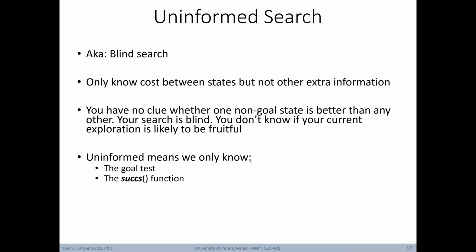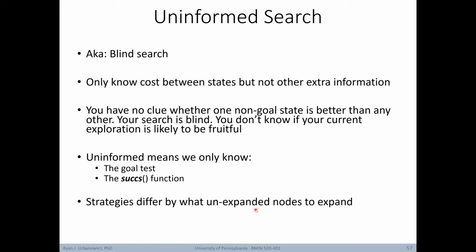So uninformed means we only know the goal test. In other words, how do we test to see if we're currently in the goal state? And we only know the successor function, what states can we go to from wherever we are right now. Different uninformed search strategies differ in choosing what unexpanded nodes we want to expand next.